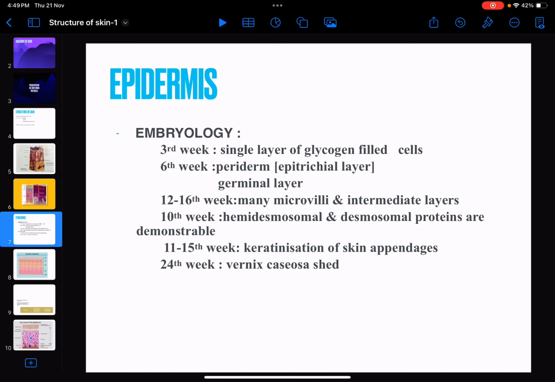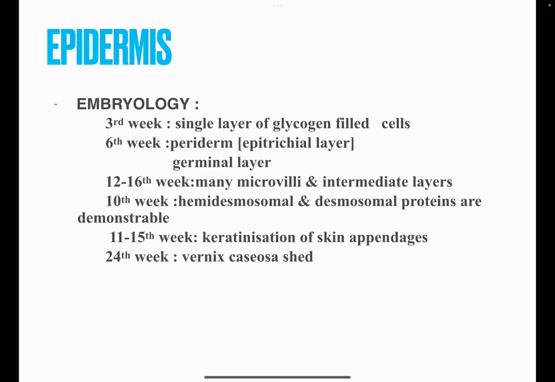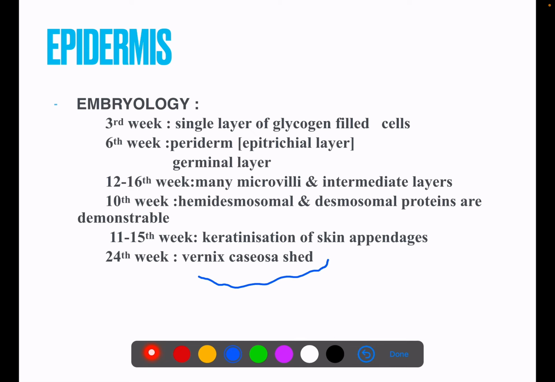It is a type of cell present in the skin. So we'll be talking about all these things. Then at 24 weeks, in kids there is something called Vernix caseosa that sheds.